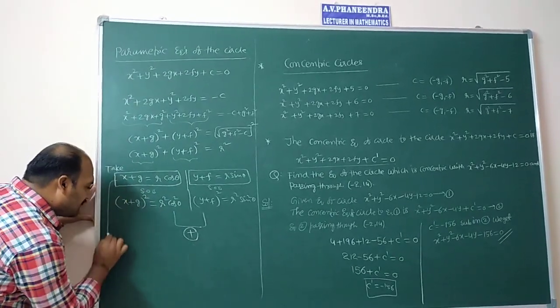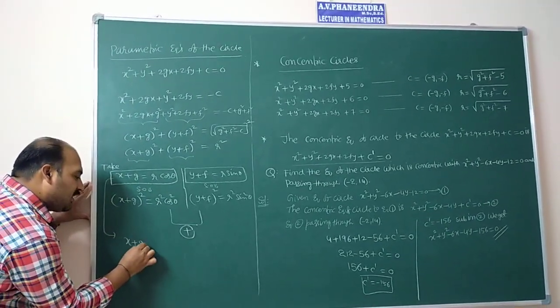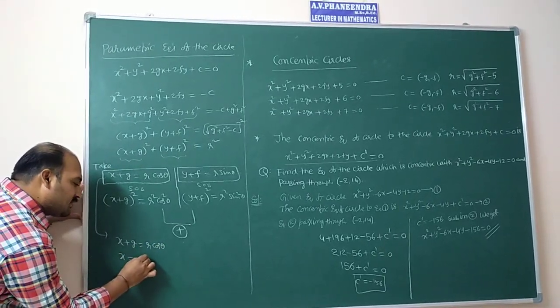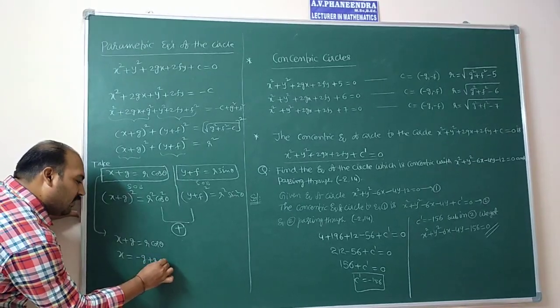This is what we have to do from these equations. x plus g equal to r cos theta. From this, make x the subject: x is equal to minus g plus r cos theta.